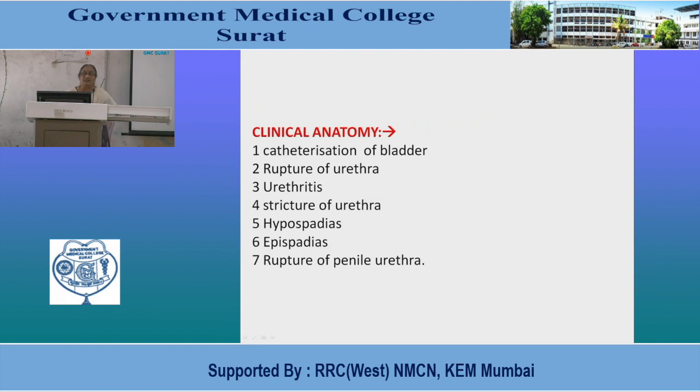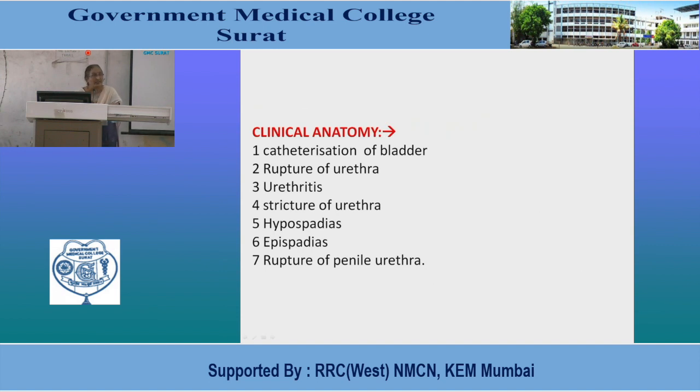Now, most important is the clinical anatomy of the male urethra. I will visualize it along with the surgery. Number one, catheterization of the bladder. Number two, rupture of the urethra. Number three, urethritis, stricture of the urethra, hypospadias, epispadias, and rupture of the penile urethra.